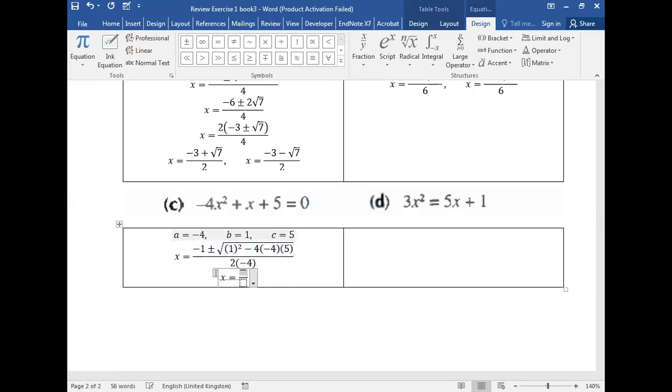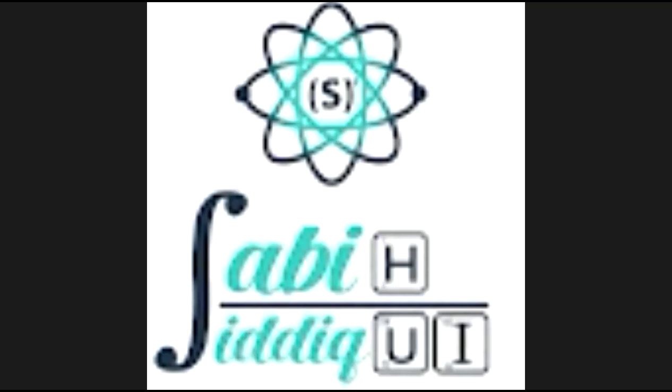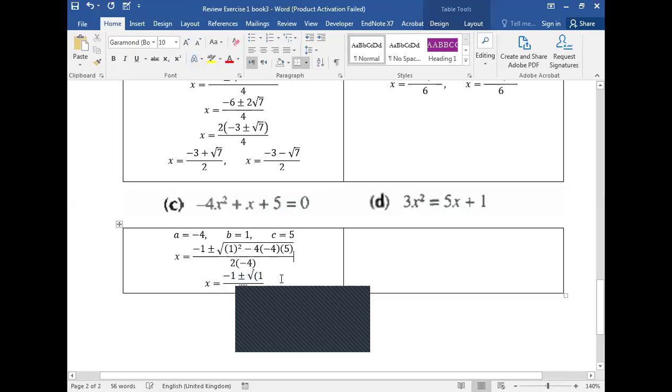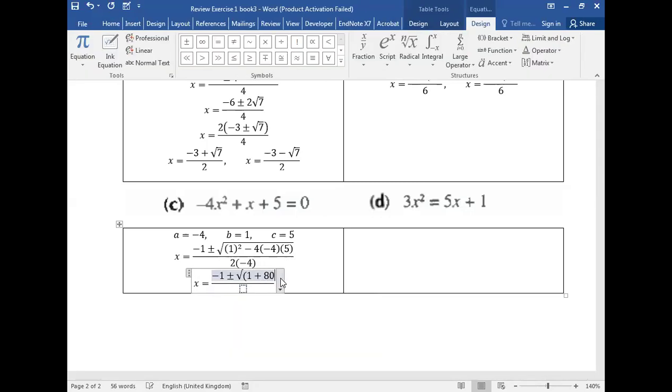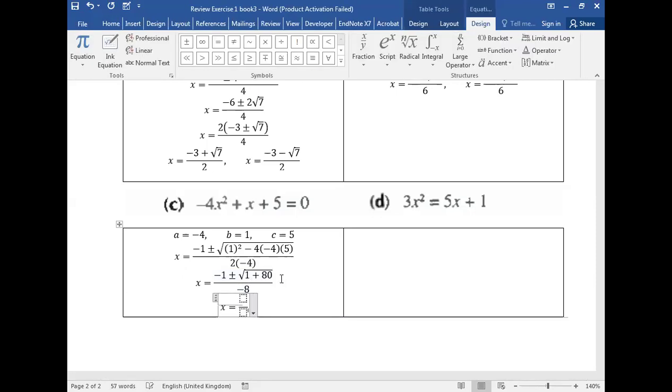Okay, -1. What do you get inside the square root? 1. 4 4s are 16 5s are, और साइन क्या हो जाएगा? और माइनस इंटू माइनस है ये, तो इसमें व्हाट डू वी गेट? प्लस अंडर रूट 80 और नेगेटिव अंडर रूट 80. प्लस हो जाएगा ये 80 inside the root and divide by -8. Is that right? So what do you get inside the square root? Very good. And can you tell me the square root of 81?